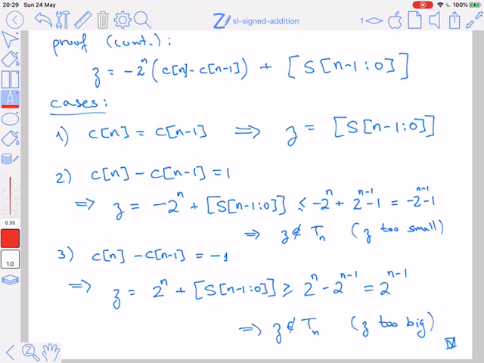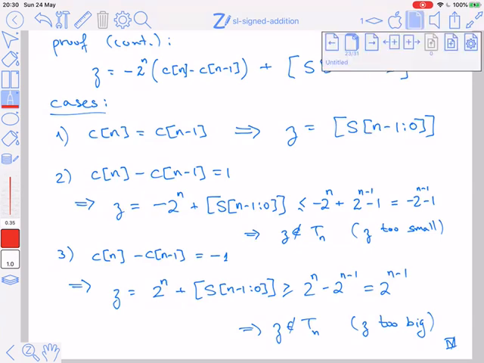So I get, if the 2 carry bits are equal, Z is represented by S. If the 2 carry bits are not equal, Z is not in Tn. It's either too small or too big. And since these are the only 3 cases, I get that if Z is in Tn, the 2 carry bits must be equal, and Z is represented by S in 2's complement representation, and that completes the proof of the theorem.